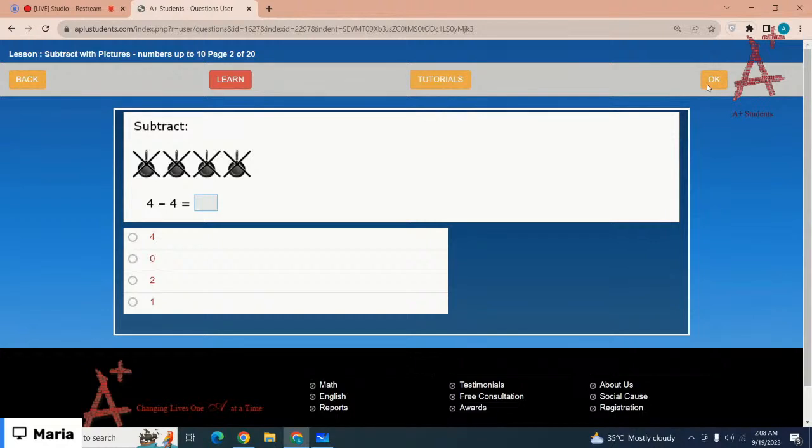Okay, so you have 1, 2, 3, 4 pans, right? You have removed all of them. You can see you have 4 crosses. All of them are crossed. How many pans are you left with?